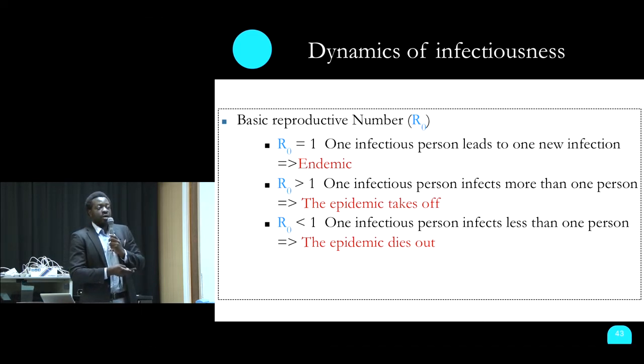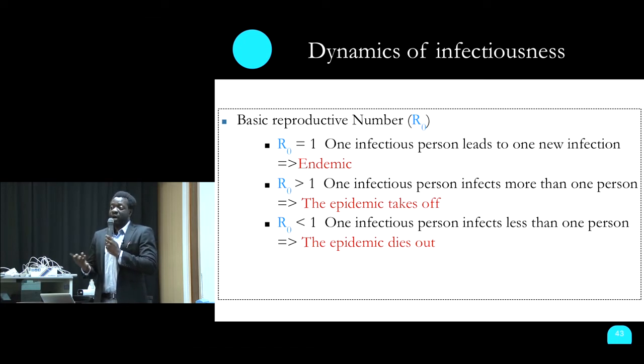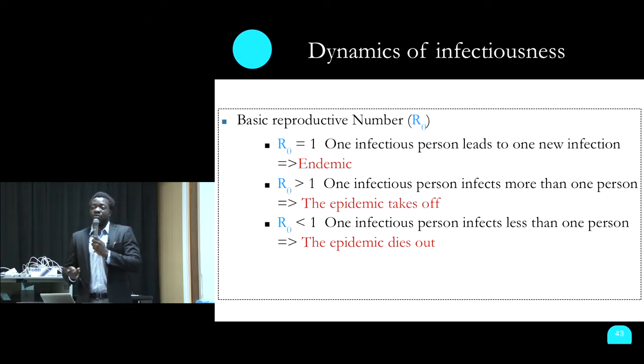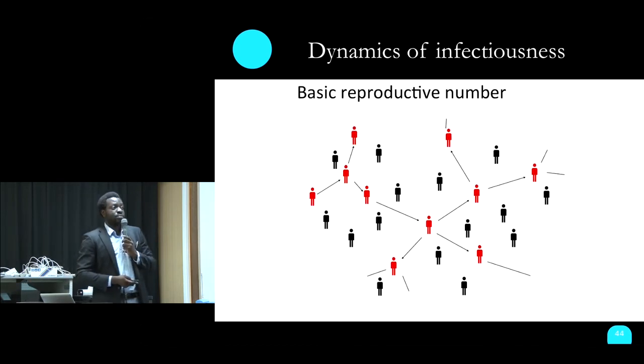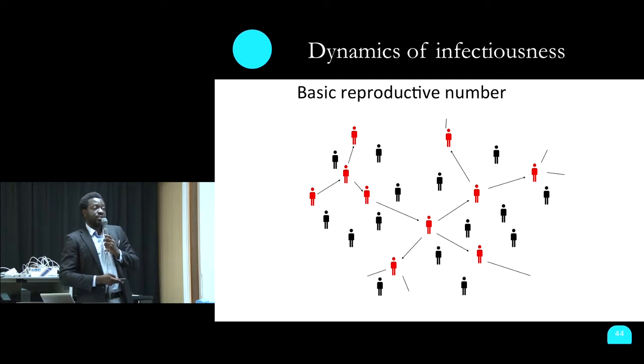Then when R naught is less than 1, one infectious person transmits to less than 1 person. So we have a possibility here of seeing the epidemic dying off. How do we measure that?